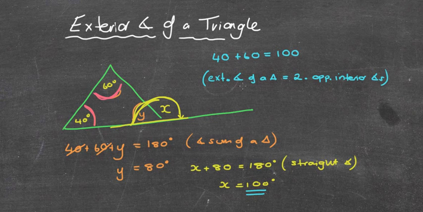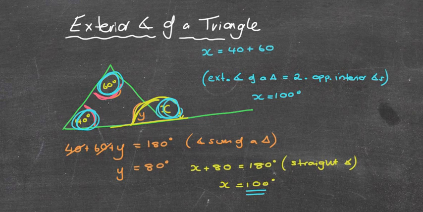So what that actually means is this: if I was doing this question the quick way, I would actually write down x is equal to 40 plus 60, and that would be my answer. The exterior angle of a triangle is equal to the two opposite interior angles. Therefore, x is equal to 100 degrees. Okay, so again, x here is simply equal to the sum of the two opposite interior angles.